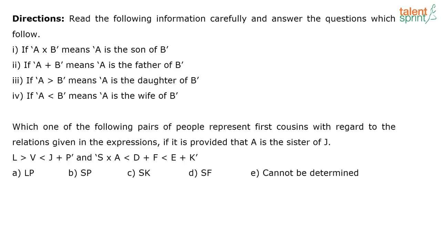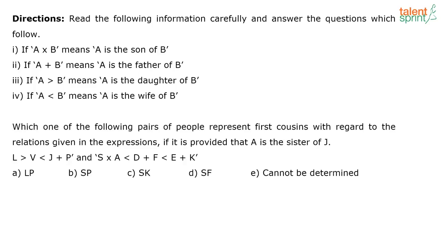So this is the one which involves symbols. Now here what have they given? A into B means A is the son of B, A plus B means A is the father of B, A greater than B means A is the daughter of B, and A less than B means A is the wife of B. Which one of the following pairs of letters represent first cousins with regard to the relation given in the expressions if it is provided that A is the sister of J?